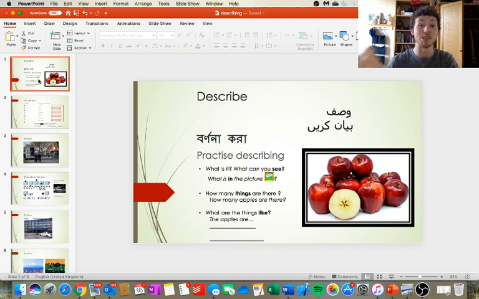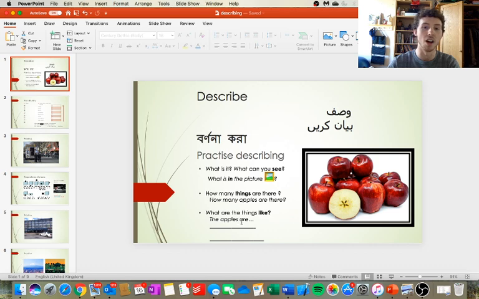Okay, so we are going to describe some pictures. Some questions we can ask for describing: what is it? What can you see? What is in the picture? So this picture, what is in the picture? How many things are there? Can you count them? What are the things like?